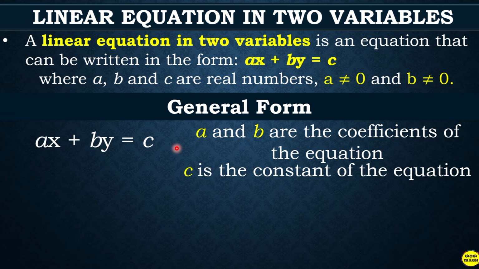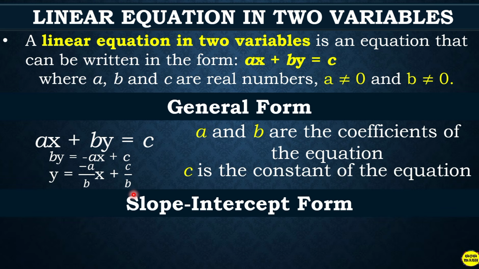All right? Now, if we will be solving the values of y in terms of x, we will have by is equal to, ililipat natin siya by using APE, so that is negative ax plus c. So we will divide both sides by b. So we will now have y equals negative a over b x plus c over b. Now what do we call this form? Actually we can also have this form in linear equations in two variables. Now this form is what we call the slope-intercept form.